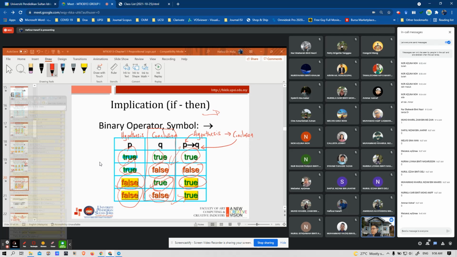This example is false, and false implies true, and it should be a true statement. Again, I repeat, if the number is smaller than 10, if 9 is less than 10, false. It is also smaller than 100, also false. And this example shows that false implies true.